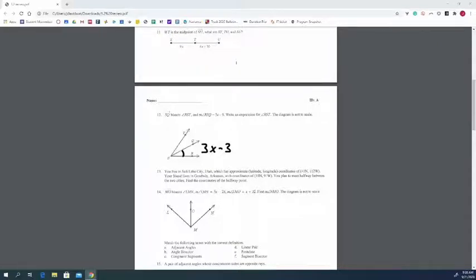And it wants you to write an expression for RST. That's the whole thing. RST is the whole thing. I want you to write an expression for that. An expression is just a clump of multiplication, add and subtraction, using some variables. So how would you represent this whole thing if half of it is 3x minus 3?